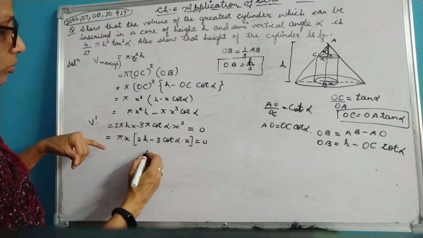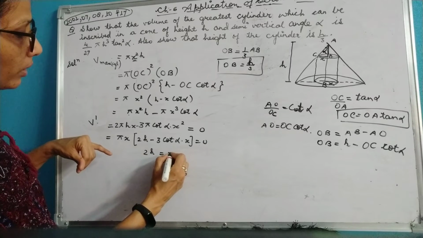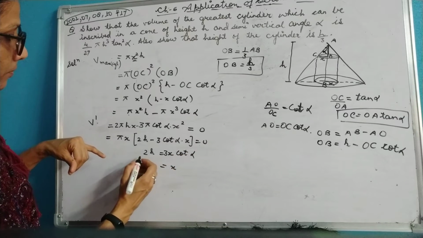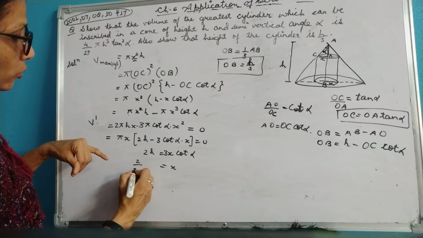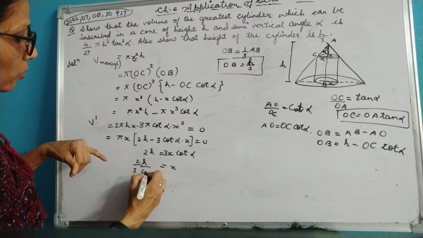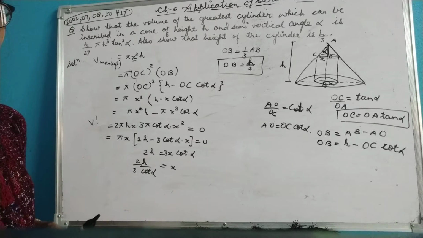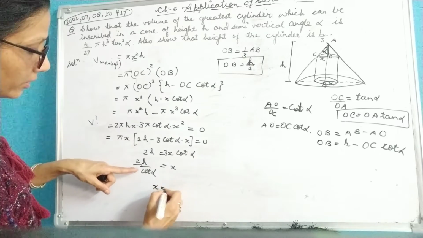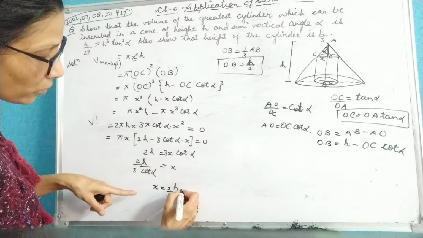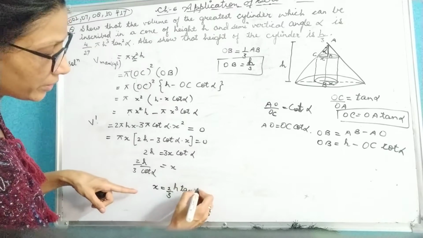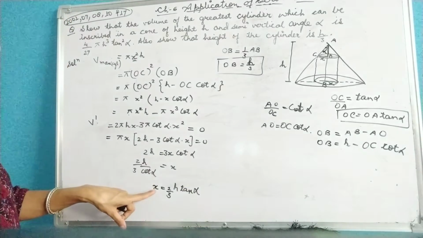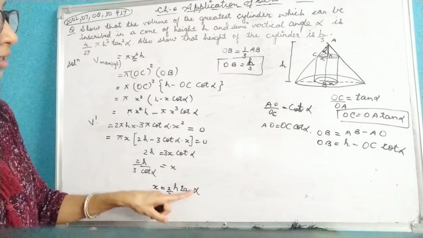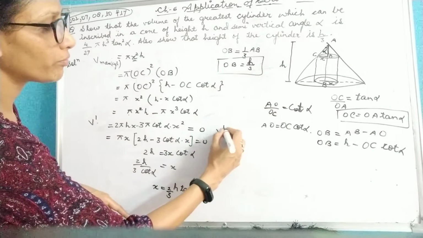So x will be equal to 0, and here I will get it as 2h equal to 3x cot alpha, or x equal to 2 by 3 h by cot alpha. Okay. This can be further written as x equal to 2 by 3 h, 1 by cot alpha can be written as just tan alpha. Now that means the volume will be maximum if x takes the value 2 by 3 h tan alpha. To validate this, we will be finding out V double dash.